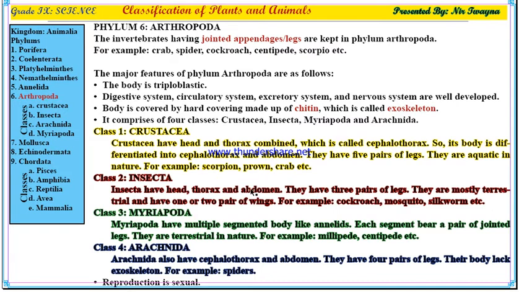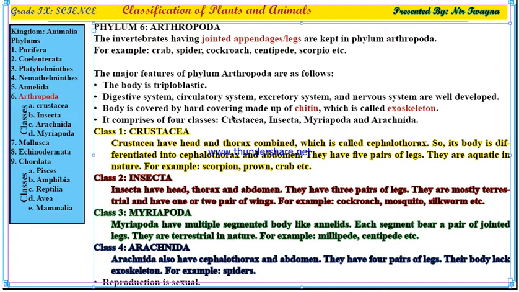Some features of Arthropoda: the body is triploblastic. Triploblastic means their embryo has 3 layers of tissues, and they are endoderm, mesoderm, and ectoderm. Next, their digestive system, circulatory system, excretory system, and nervous system are well developed. So you can say insects or Arthropoda are very intelligent compared to previous phyla. And it comprises 4 classes.